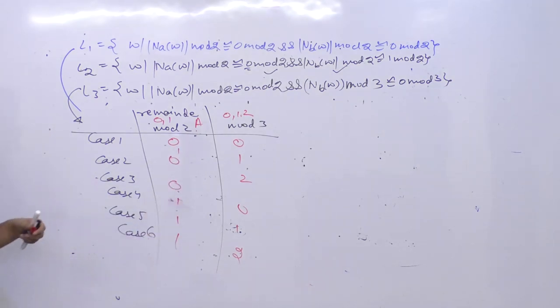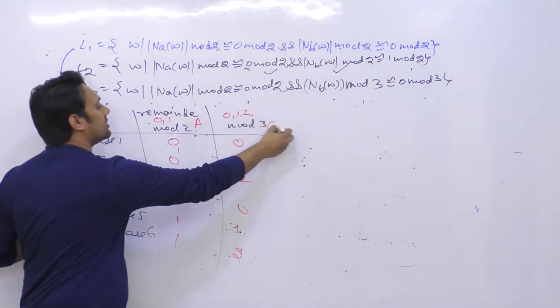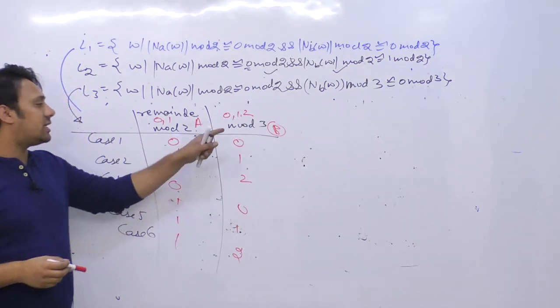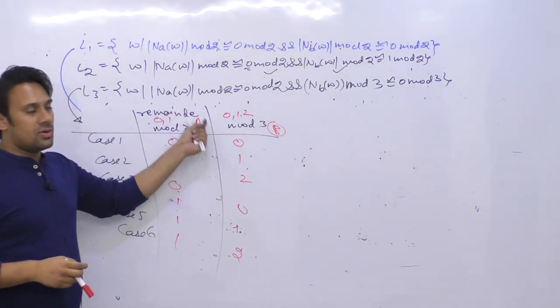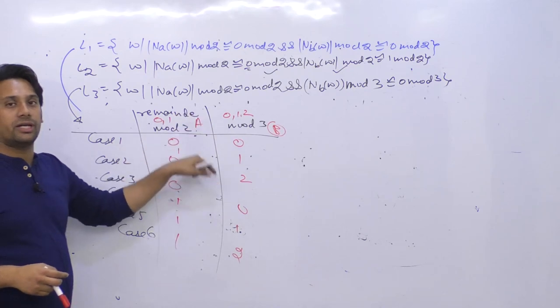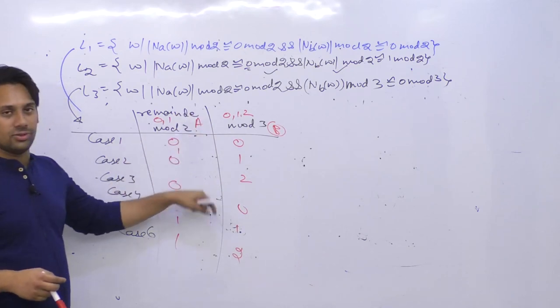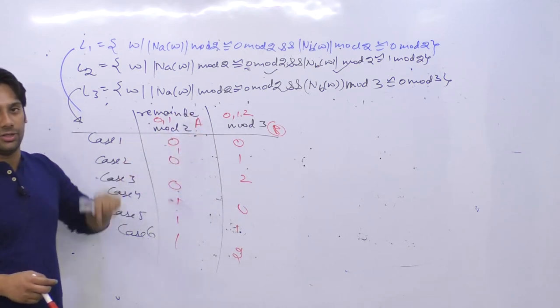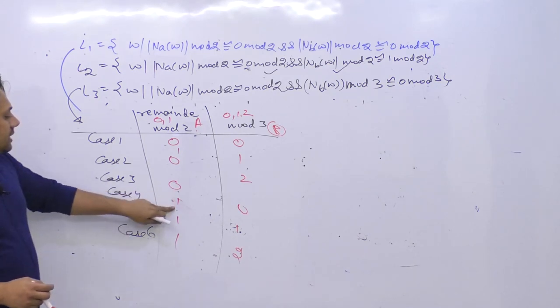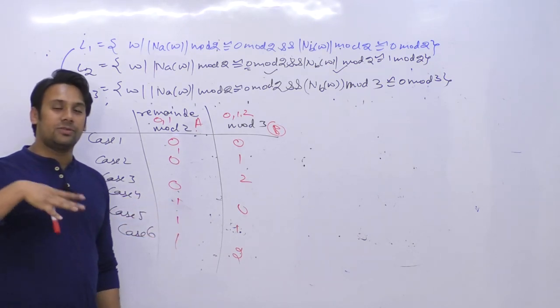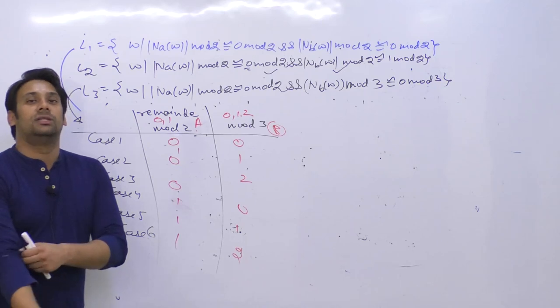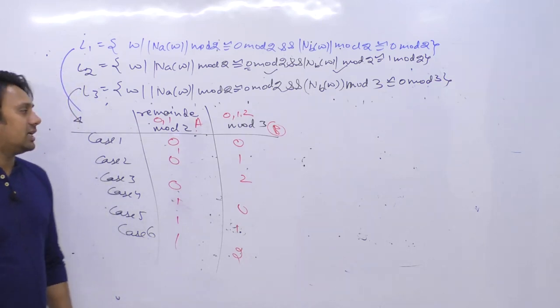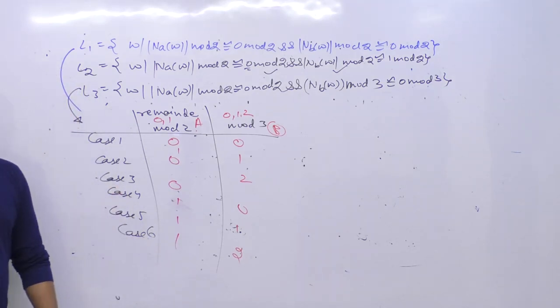or 1. The second case is about the number of B's. If you divide the number of B's by 3, either you can get a remainder 0, or a remainder 1, or a remainder 2, or a remainder 0, or a remainder 1, or a remainder 2. So basically, I've tried every possible combination of the output. What results can you have, what output can you have? I just tried each and every possible combination.